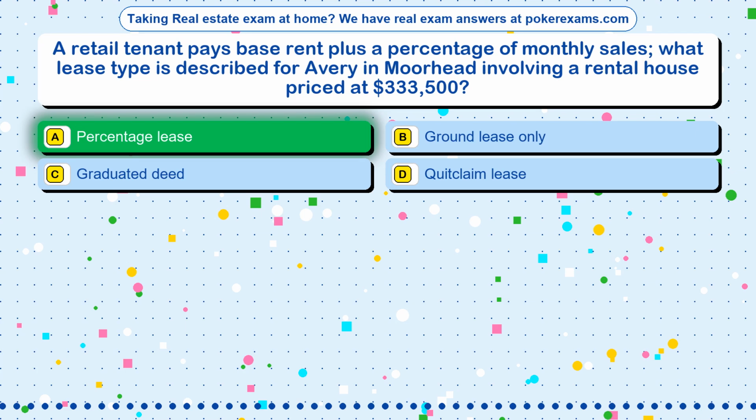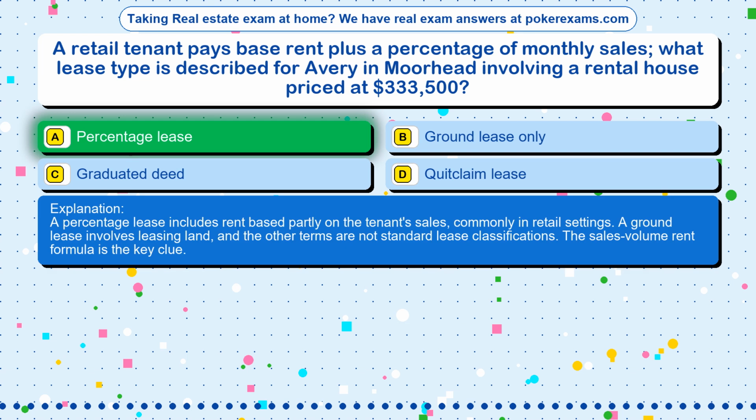The correct answer is option A. Percentage lease. A percentage lease includes rent based partly on the tenant's sales, commonly in retail settings. A ground lease involves leasing land, and the other terms are not standard lease classifications. The sales volume rent formula is the key clue.